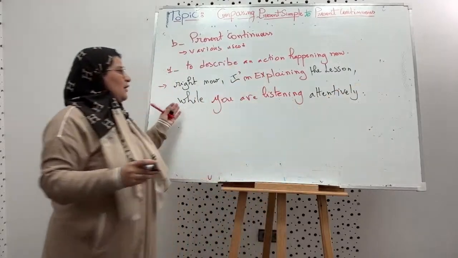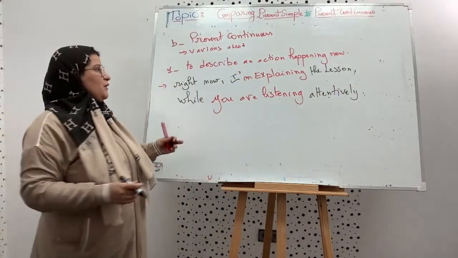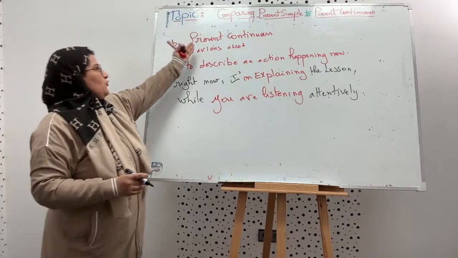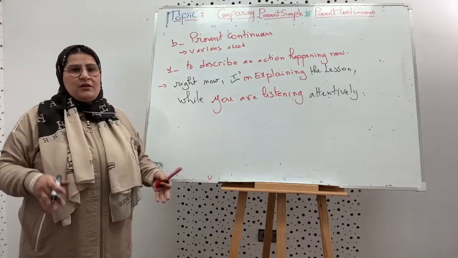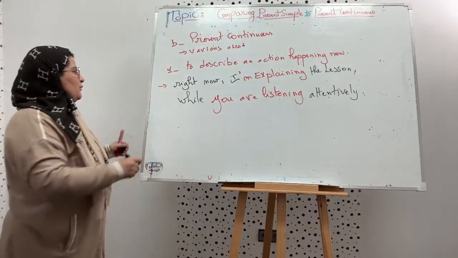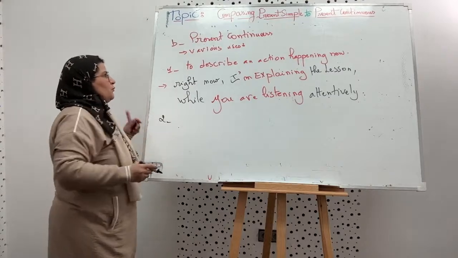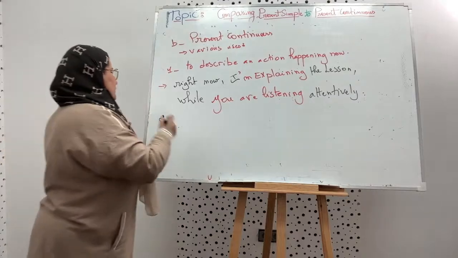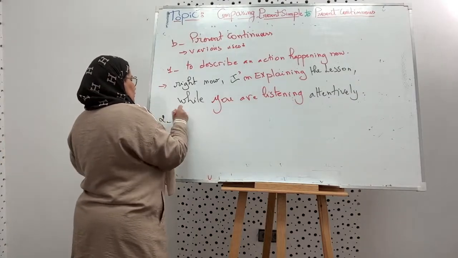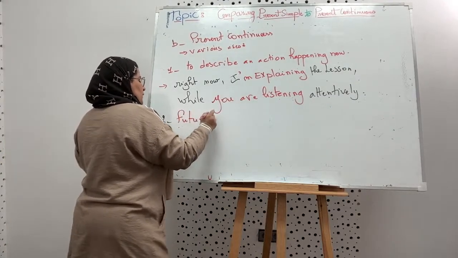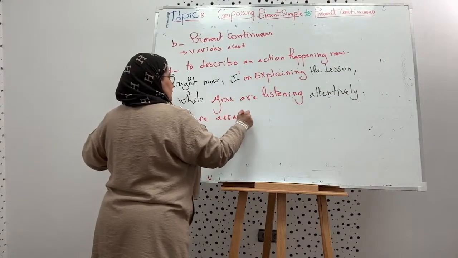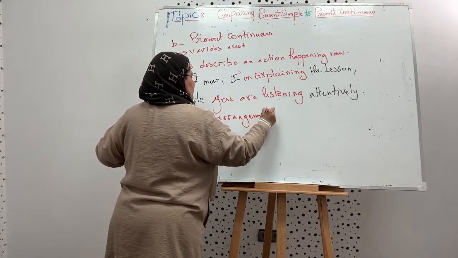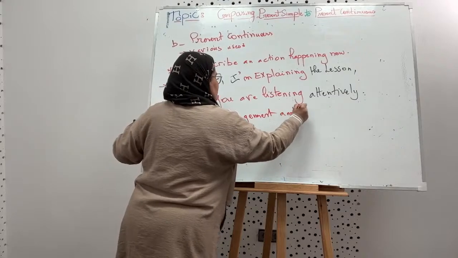Okay, you can see that the action is taking place at the time of speaking. So automatically we can use the present continuous to talk about an action that takes place while I'm talking. Another use of the present continuous is when we talk about future arrangements and plans. So the second use is future arrangements and plans.